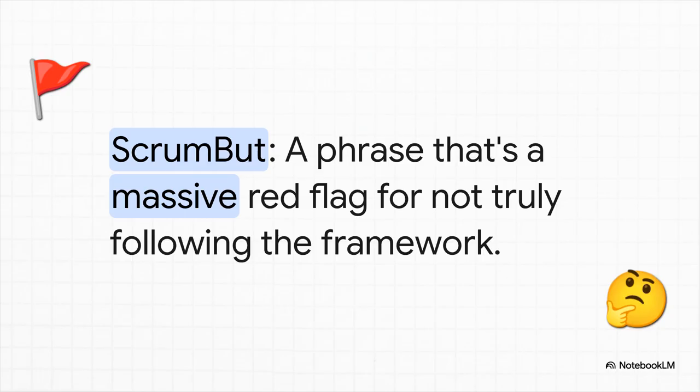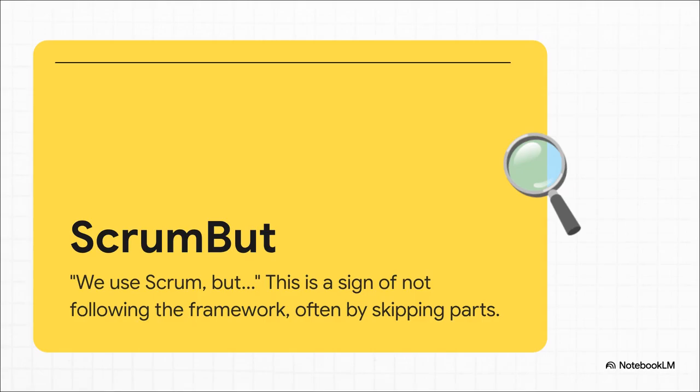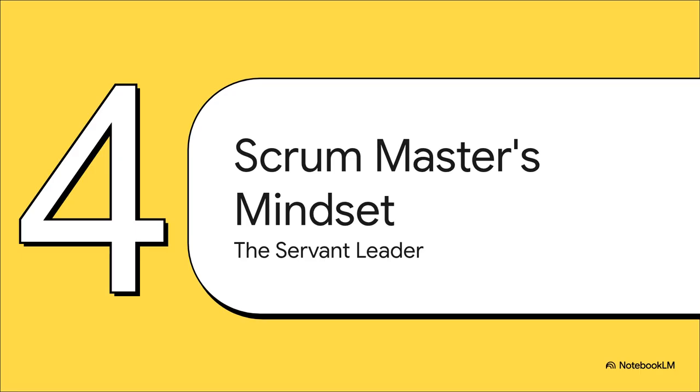All right, next up. There's a phrase, a two-word phrase, that should be a massive red flag for you. Anytime you hear this, an alarm bell should go off in your head, because it means something is broken. And that phrase is Scrum but. It sounds like this. Oh yeah, we use Scrum, but we don't have time for retrospectives. Or we use Scrum, but our managers still assign all the tasks. That but is the sound of a team skipping the most important parts, usually the parts that create accountability and actually make things better.